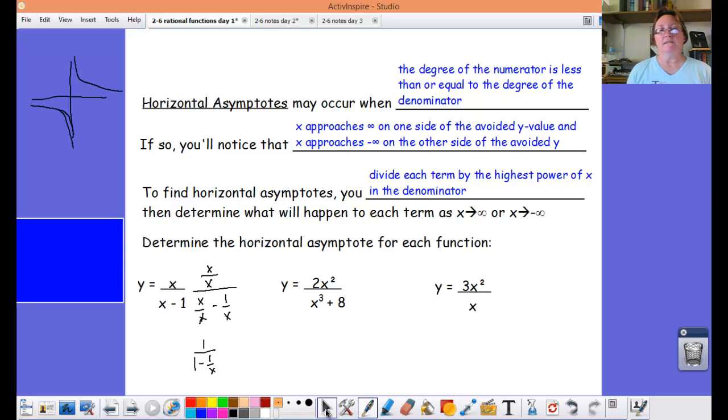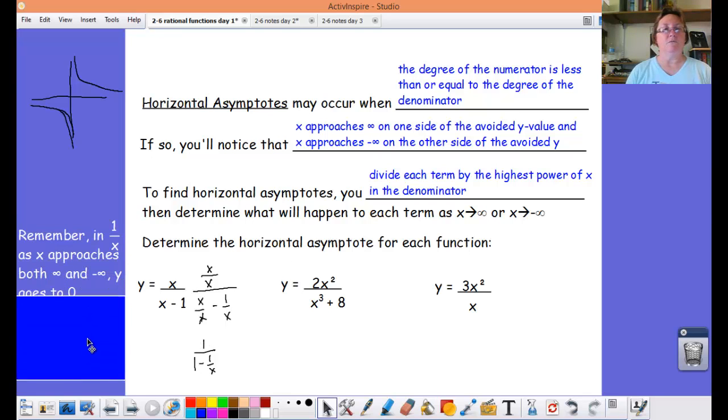But then it says, and this is important, that we determine what will happen to each term when x goes toward infinity or negative infinity. Nothing changes with 1. However, we will remember, I hope, in 1 over x, which is what we have right here, when x gets really, really big or really, really small, that's going towards 0. And so the net effect of this is, as that becomes 0, the horizontal asymptote will be what's left over, 1 over 1 minus 0, or just 1. This one has a horizontal asymptote at y equals 1.